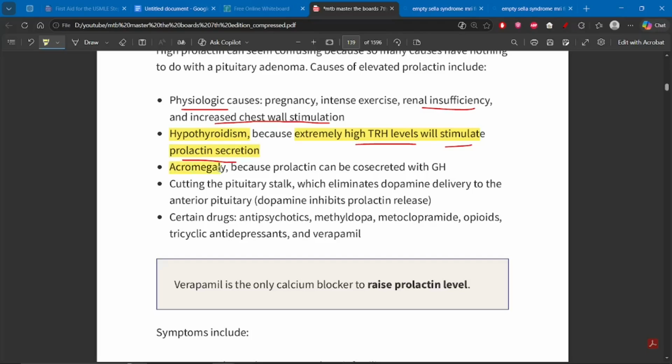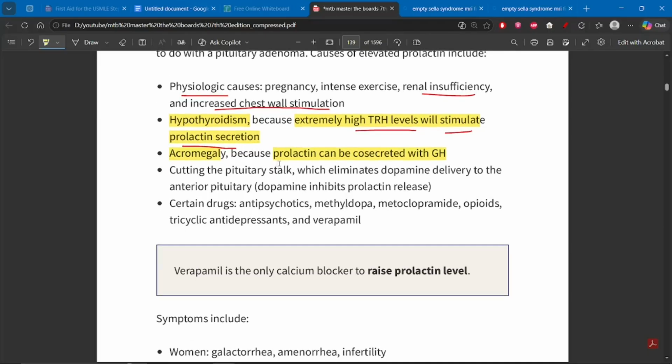Acromegaly can cause it because prolactin can be co-secreted with GH. Cutting the pituitary stalk eliminates dopamine delivery to the anterior pituitary, and dopamine inhibits prolactin release. So there are three relations here. One is high TRH equals high prolactin secretion, high growth hormone secretion equals high prolactin secretion, and then high dopamine secretion equals low prolactin secretion.